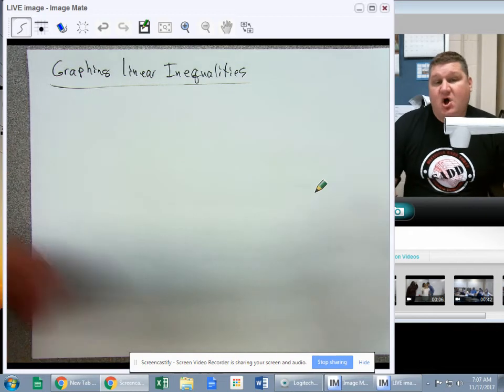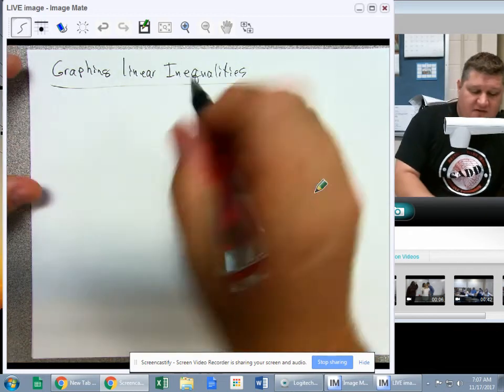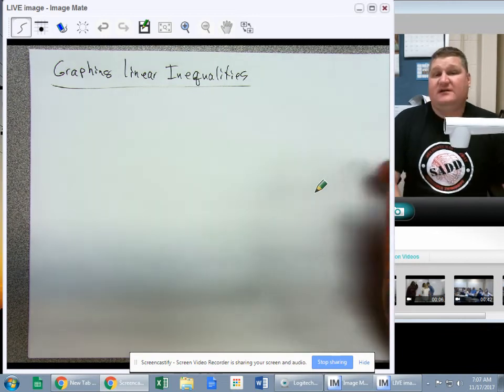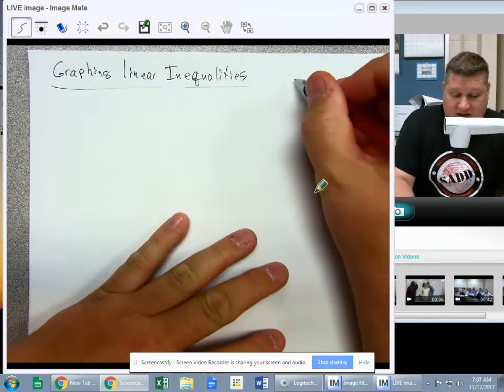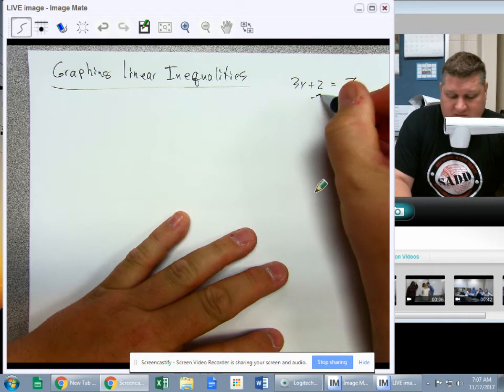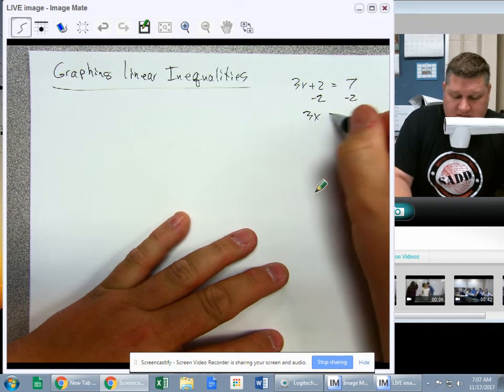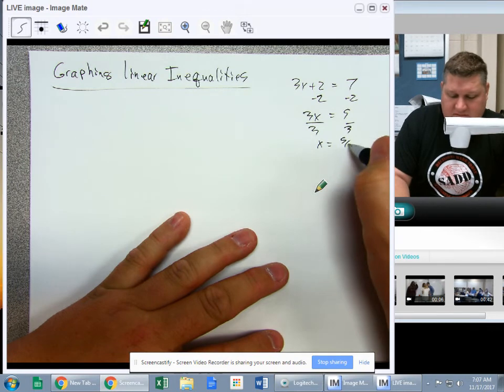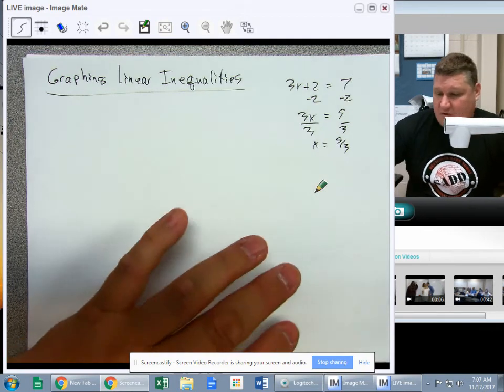Okay, ladies and gentlemen, hopefully you've figured out already that when we're dealing with inequalities, they're basically no different than dealing with equalities. So when we had 3x plus 2 equals 7, we just did this: minus 2, 3x equals 5, divide by 3, x equals 5/3. That's how you do an equality.